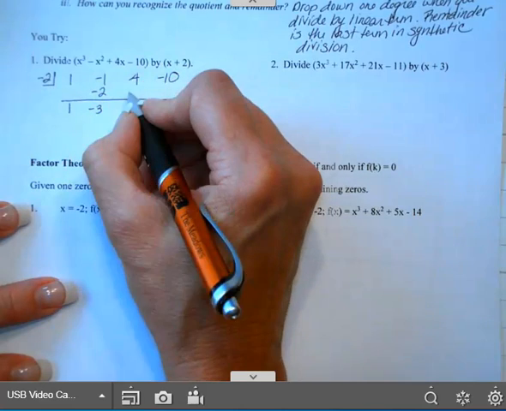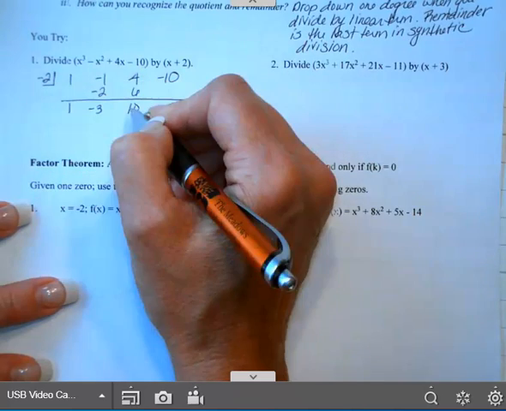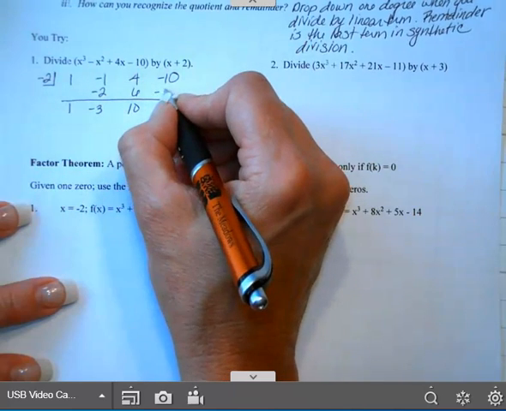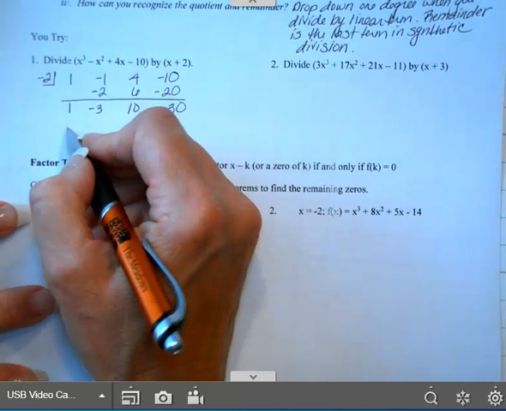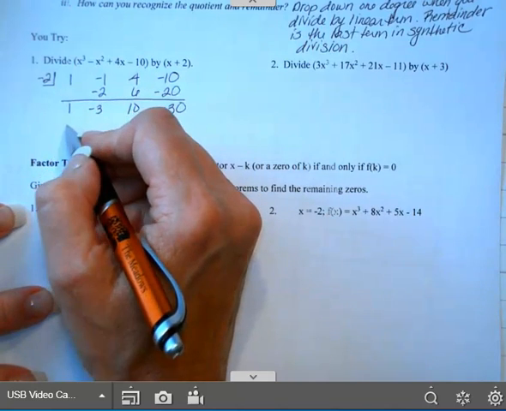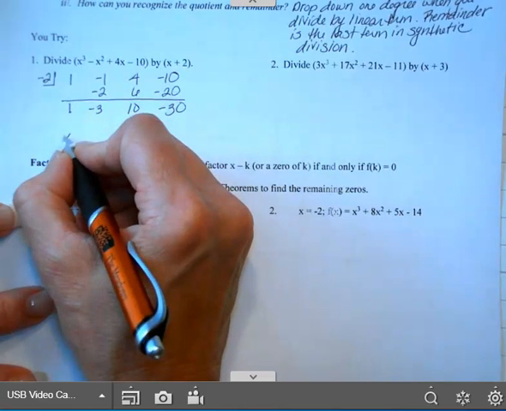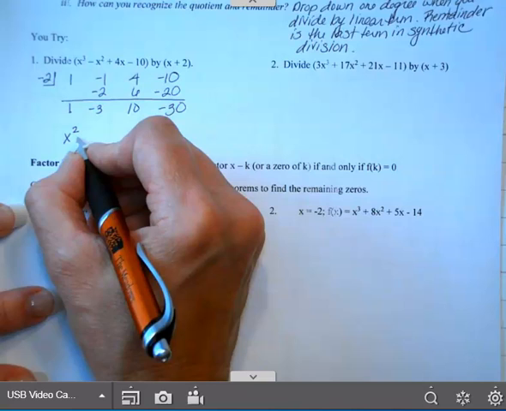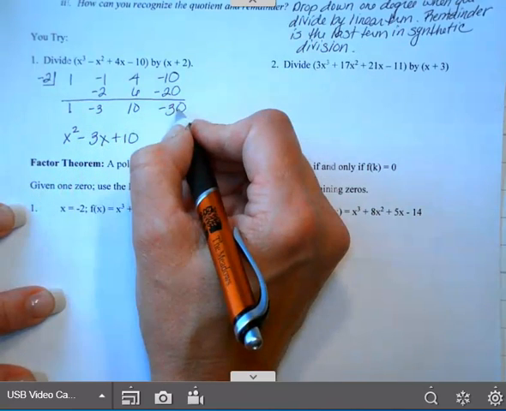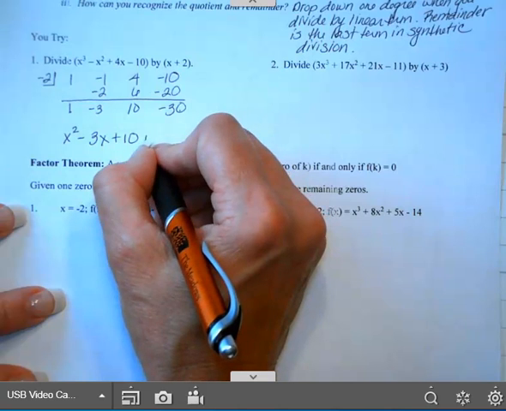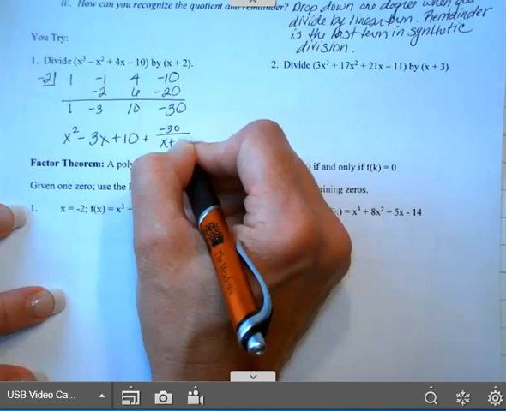Negative 2 times negative 3 is positive 6, and then I'm going to add. Negative 2 times 10 is negative 20, and then I add. Dividing this out then, it drops down 1 degree, so that's my coefficient for my x squared term. Then minus 3x plus 10. My last term is my remainder, so that's going to be plus negative 30 over x plus 2.